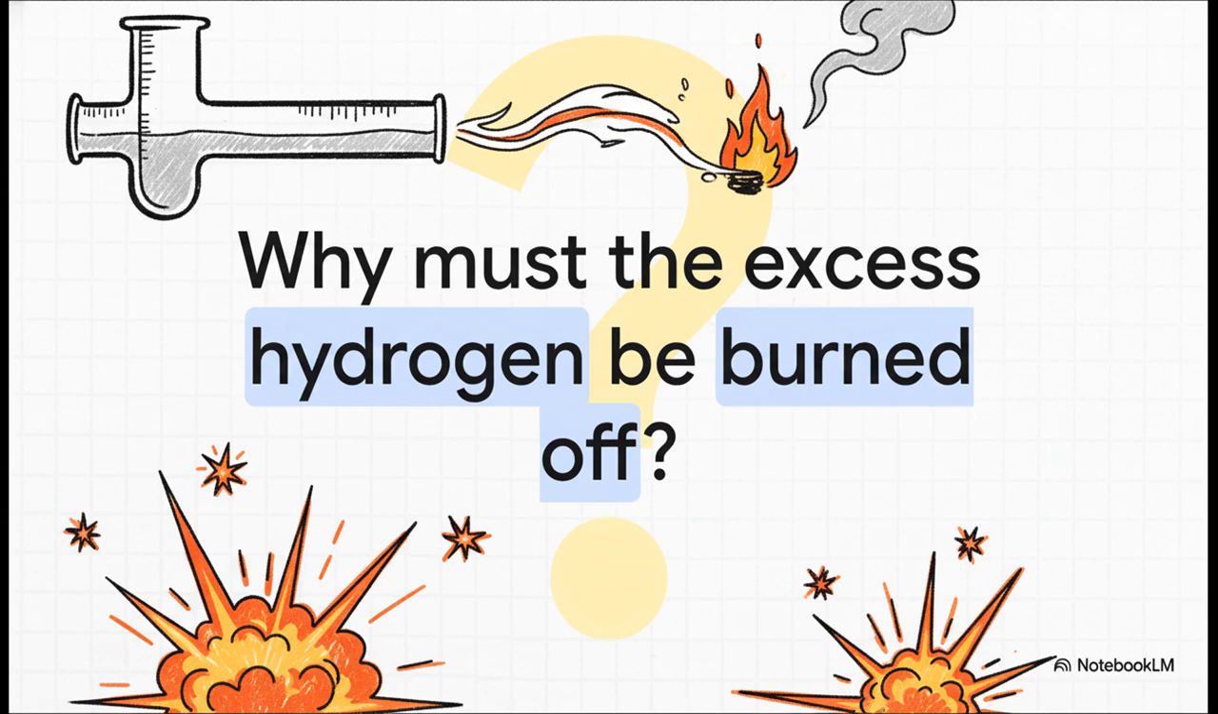All right, next part is all about safety. So in this experiment, we've got a constant stream of hydrogen gas flowing through everything. But not all of it reacts. The extra gas comes out the other end, and the instructions say you have to burn it off with a flame. So why is that so important? Why not just let it float away?